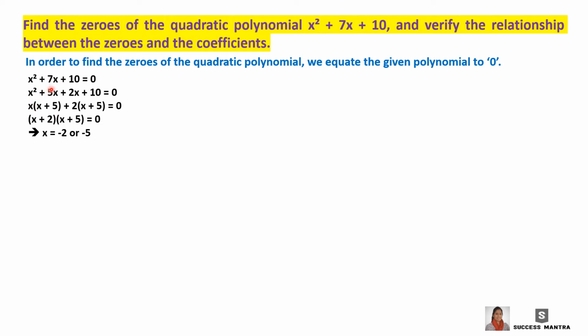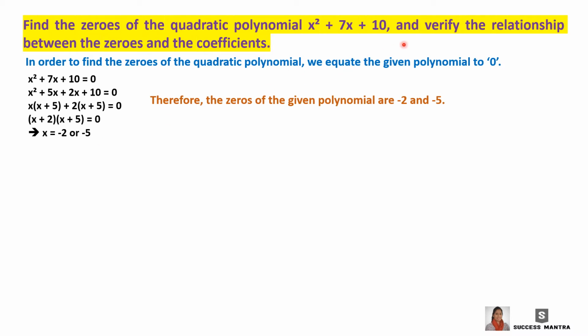Now 7x can be written as 5x plus 2x. This you have learned in class 9. Then from the first two terms you can take x as common. So x multiplied by x plus 5, and from the remaining 2x plus 10 we can take 2 as common. So we get 2 into x plus 5. So we get x plus 2 into x plus 5 is equal to 0. That implies x is equal to minus 2 and minus 5. So we get that the zeros of this given polynomial are minus 2 and minus 5.